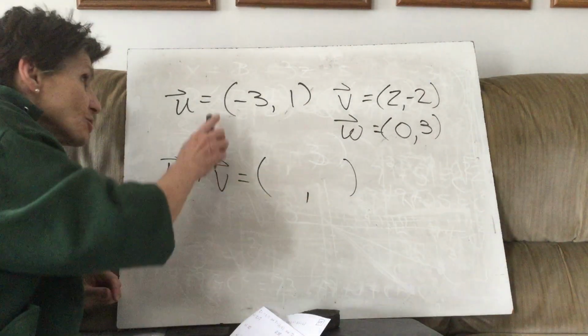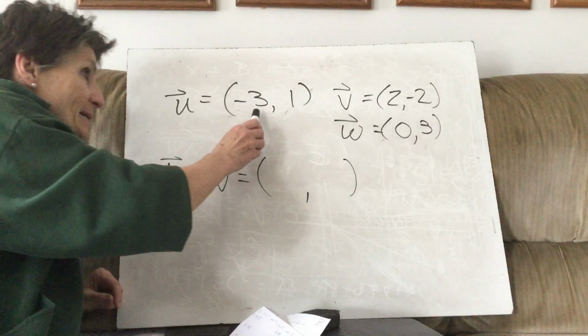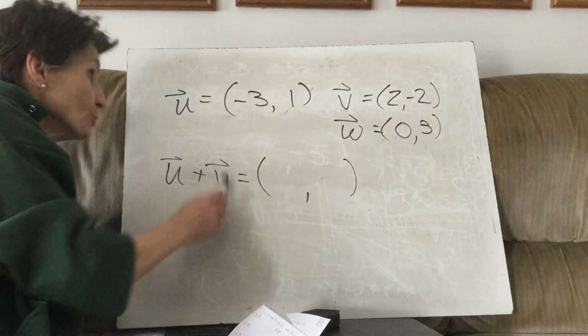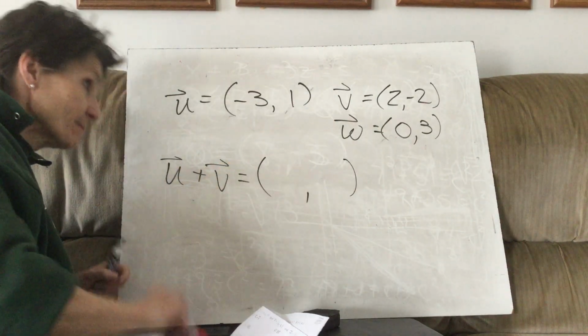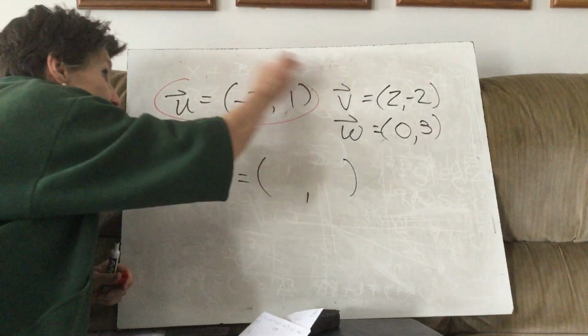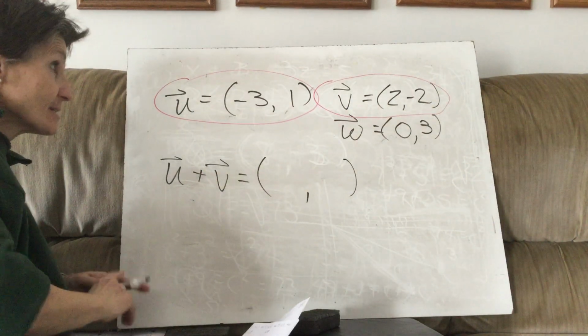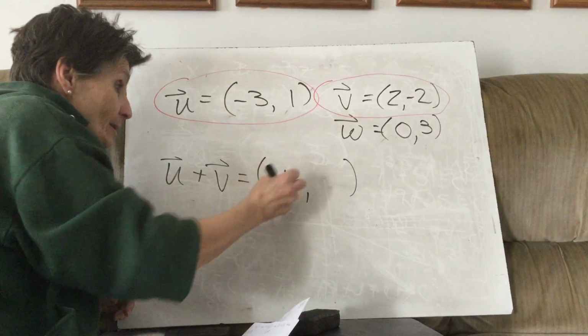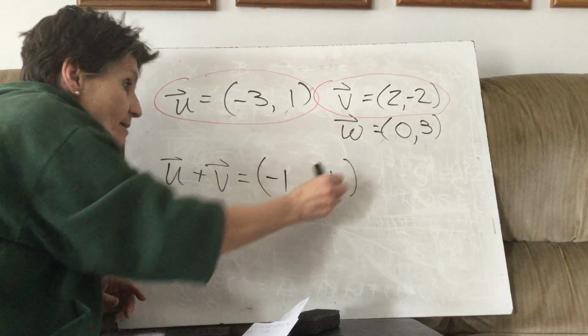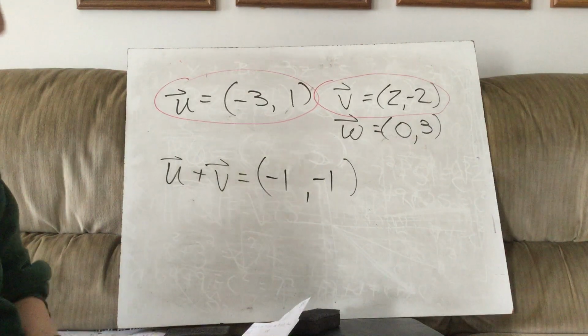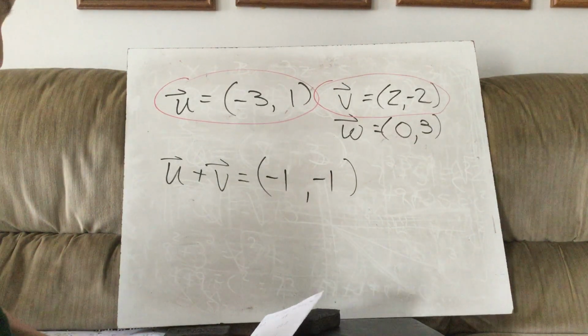Because to add these two vectors together, we simply add their x's. So we're doing U and V. So we're looking at U and V now. This one and this one. We simply add their x's and add their y's. So that is the sum of U and V.